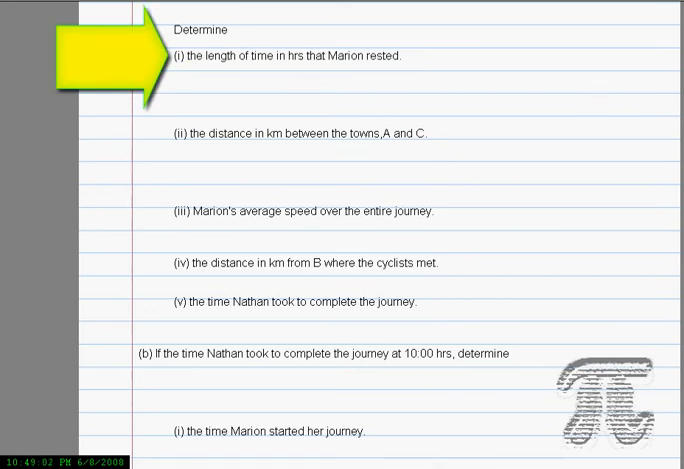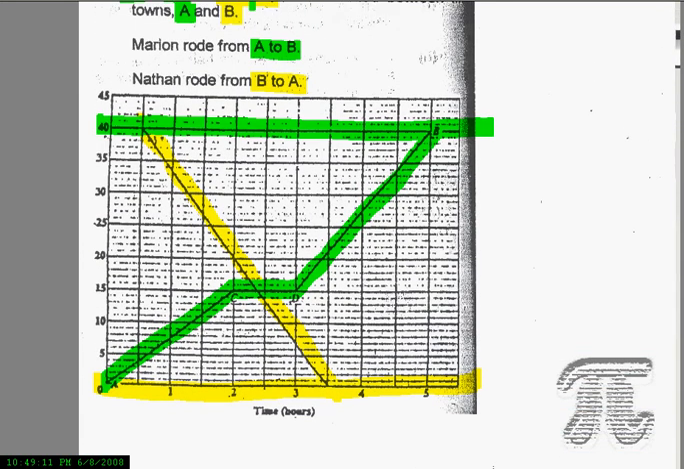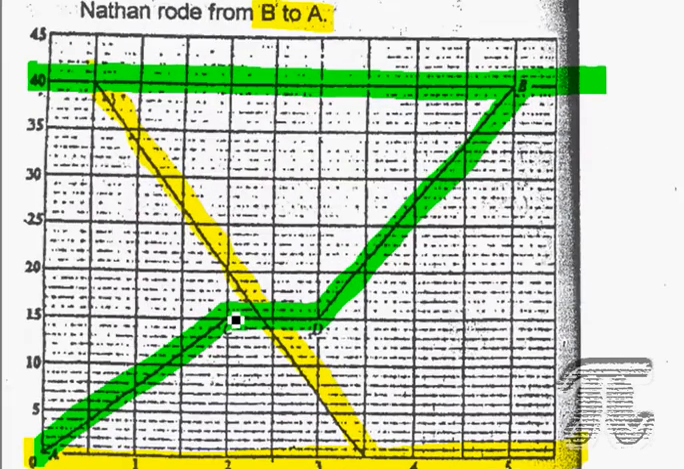To answer this question we have to go back to our graph. The question says determine the amount of time, in hours, that Marian rested. So here we go. Marian, green line, is traveling up from A to C, D, and up to town B. Now she rested here, and the reason why we say that is because it's a horizontal line here.